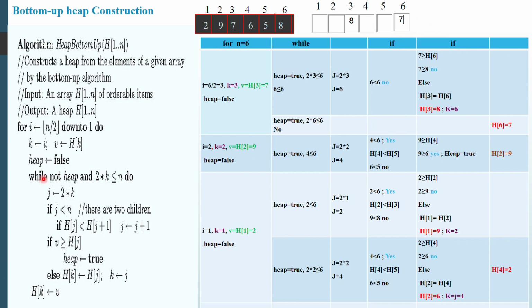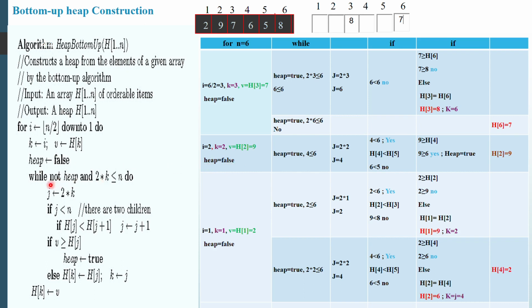Okay. So after that, once again you have to execute that. This statement comes under what? The for loop. So now you have to decrement the for loop. Earlier i was 3. Now if you decrement, the i value becomes 2 here. Okay. Next k equal to i. The i value is 2 here. And v equal to h of k. What is k? 2. H of 2. So in position 2 the element is 9 here. And you set hip equal to false. Yes, it is false here.